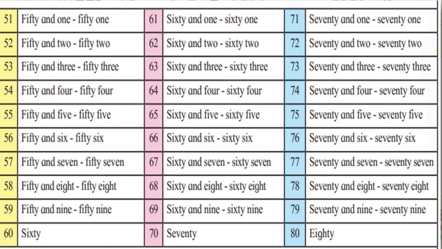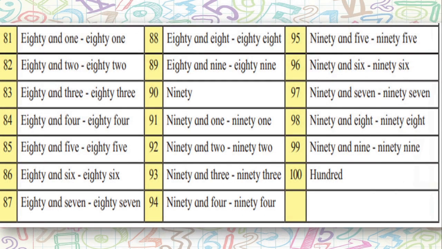Okay, you must know the spelling for 50, 60, 70, 80, 90 and last 100. Then you can easily write the in between numbers. Okay, because in each tens we have to add 1 to 9. Okay, got this?